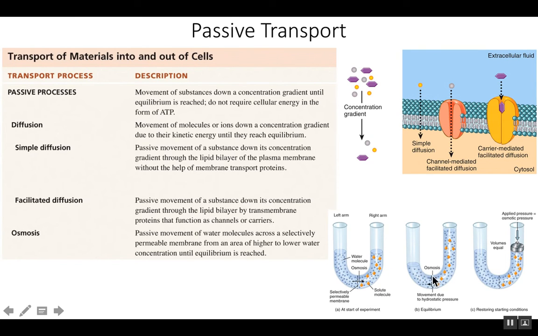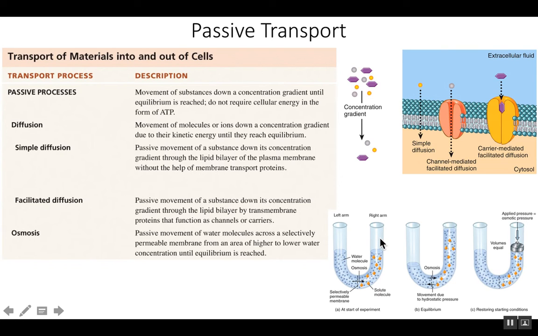So now we see that water moving from left to right. We call that osmotic pressure. Osmotic pressure is the pressure due to that movement of water. So you could actually measure pressure against this component. And that pressure is called osmotic pressure.